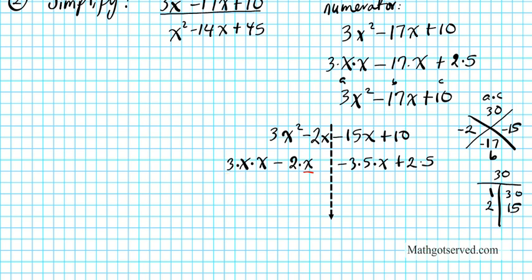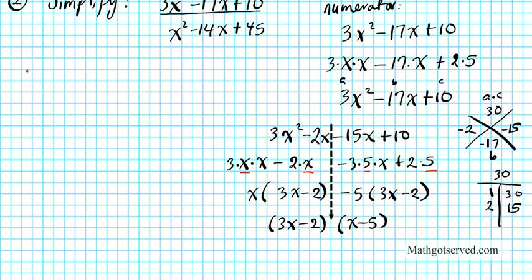So if we take out an x, we'll have x on the outside, and then we'll be left with 3x minus 2. And now we take out negative 5 on the right side here, take out the negative and then a 5. And if we take out negative 5, we'll be left with 3x. Since we factored out a minus, this becomes a negative minus 2. So we're going to have 3x minus 2 times x minus 5. Okay, so that goes into the numerator, 3x minus 2 times x minus 5.